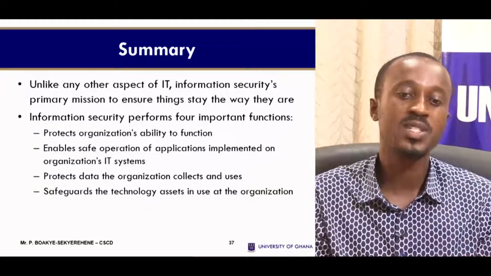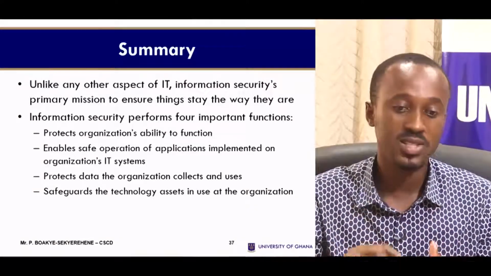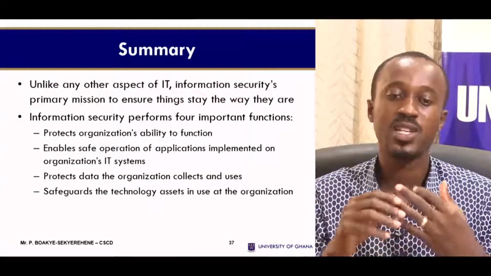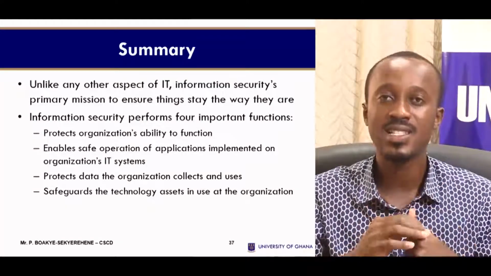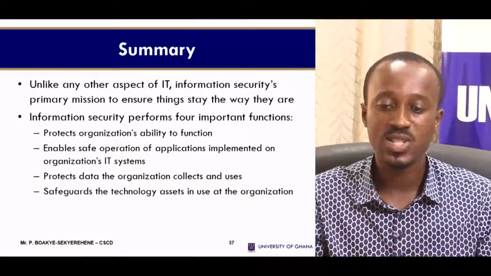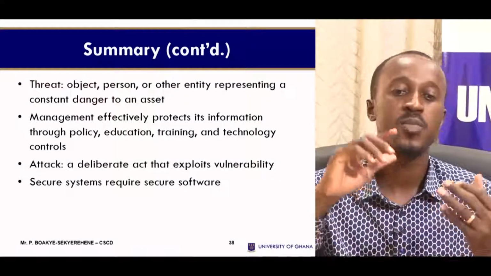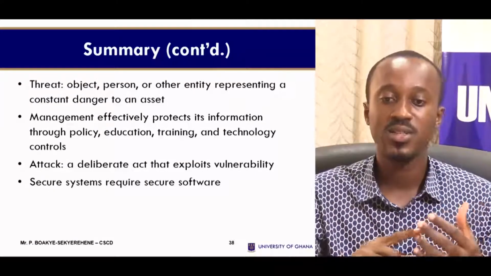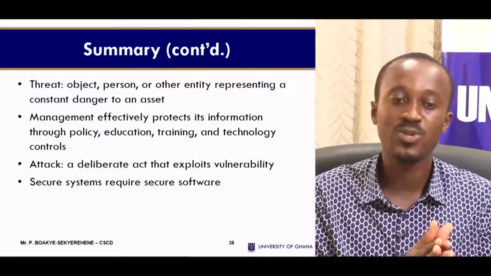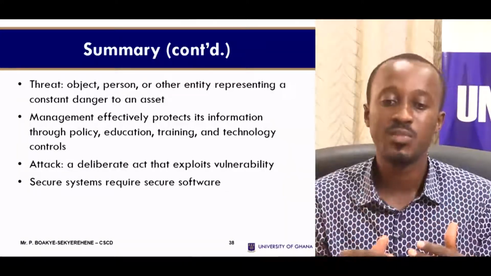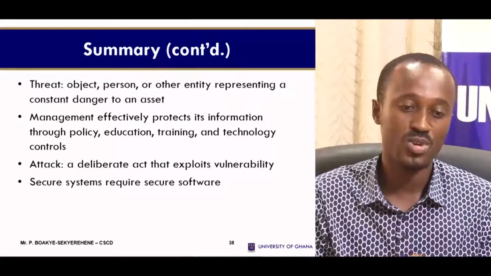We've also realized that information security performs 4 major functions. It protects the organization's ability to function, it enables safe operations, it protects data that the organization collects and uses, then it safeguards the technology assets in use at the organization. Then we have come to learn about threats, and that a threat could be an object, a person, or an entity that represents a certain danger to certain assets. We've also learned that management effectively protects its information through policies, education, training, and technological controls.